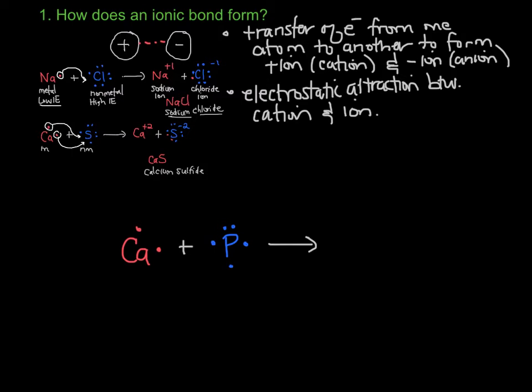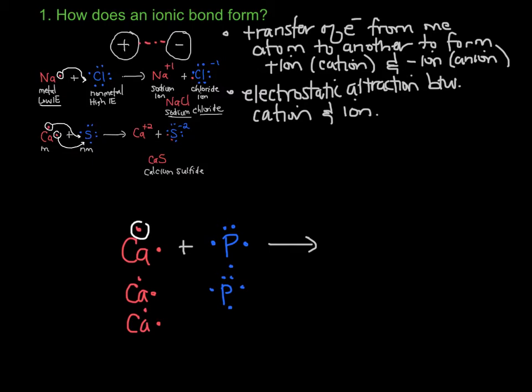So what that means is that we're going to need more than 1 calcium atom, and we're going to need more than 1 phosphorus atom involved in this reaction. So it doesn't have to just be a 1-to-1. It can be more than 1 of each kind of atom. So watch what happens here.